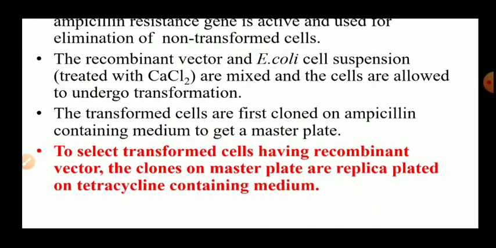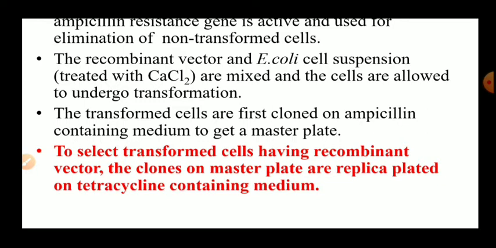So the recombinant vector and E. coli cell suspension. E. coli cells are first treated with calcium chloride so that they become permeable, and the E. coli treated with calcium chloride are mixed with the recombinant vector. Now what is a recombinant vector? It is the plasmid pBR322 having foreign gene inserted inside it. The cells are allowed to undergo transformation. The transformed cells are first grown on ampicillin containing medium to get a master plate. So got it?